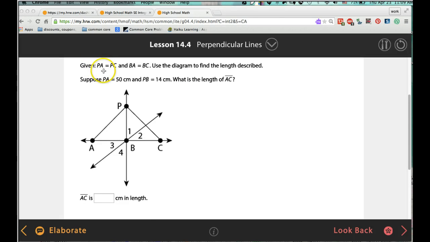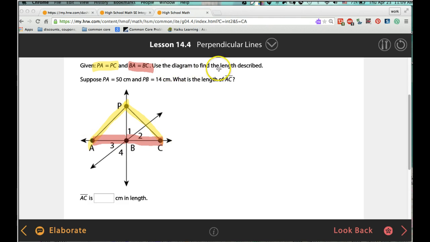Given PA is equal to PC, oh, I need to highlight these things. PA, PC, right? So here's PA and PC. Oh, I already know right away, okay? When they told me that PA and PC are equal to each other, I already know that this line and this line are perpendicular to each other because of the perpendicular lines postulate or something like that, right? And then next thing I want to highlight is BA is equal to BC. Where's BA? BA is equal to BC. Yes, I am so right, okay?